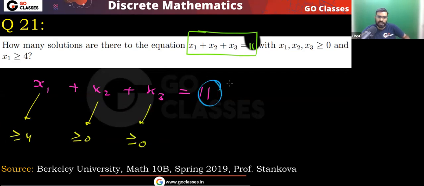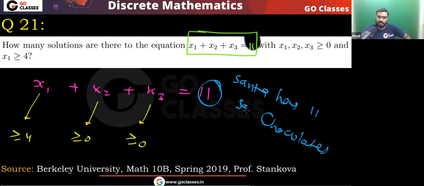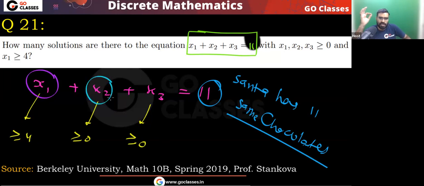So it's like Santa has 11 identical chocolates. To this child, we want to give at least 4 chocolates. To this child, any number of chocolates, meaning greater than or equal to 0. To this child, any number of chocolates. So what is the first thing this Santa will do?